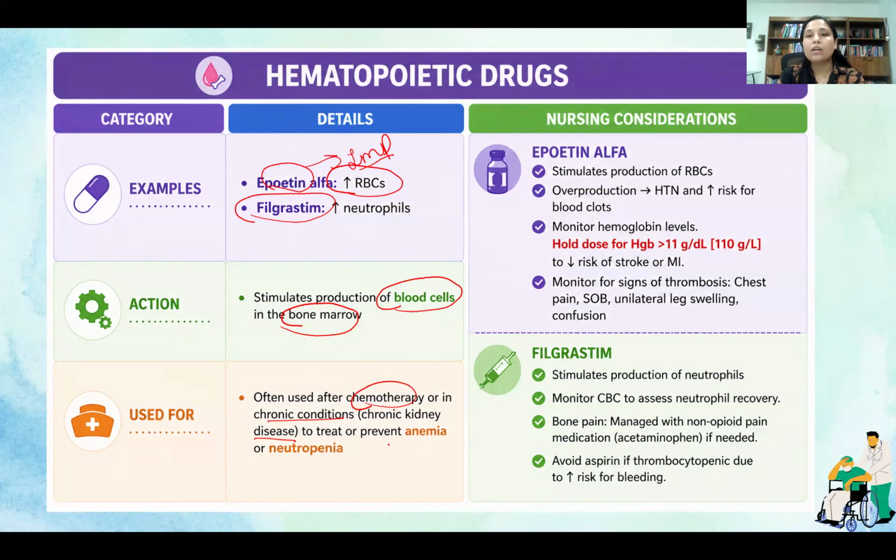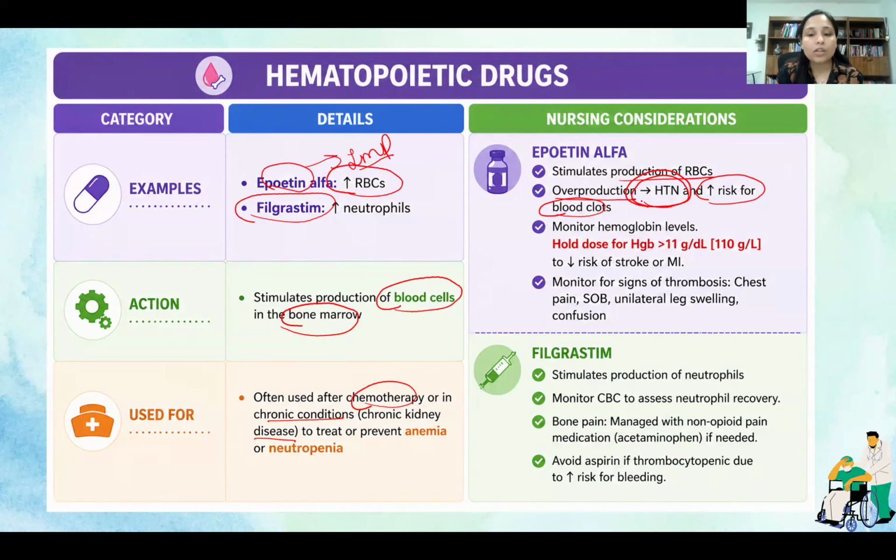So every time we order that epoetin alfa, we need to order a CBC. We do order CBC, we check the count, and then we will be administering that. Okay, so it helps in production of RBC. Overproduction can lead to high blood pressure, and there is increased risk of blood clot. So these two you need to remember. Overproduction by epoetin alfa increases high blood pressure as well as increases risk for blood clots.